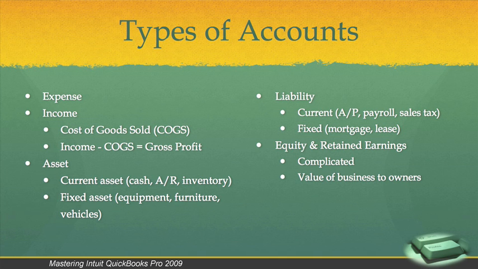Retained earnings and owner's equity are automatically added to every new chart of accounts. And QuickBooks automatically transfers all of your net profits, or losses if you have them, to the retained earnings account at the end of the year, as part of closing the books. So with that said, you now know that we have different types of accounts in QuickBooks: expenses, income, assets and liabilities, and then the equity and retained earnings accounts.